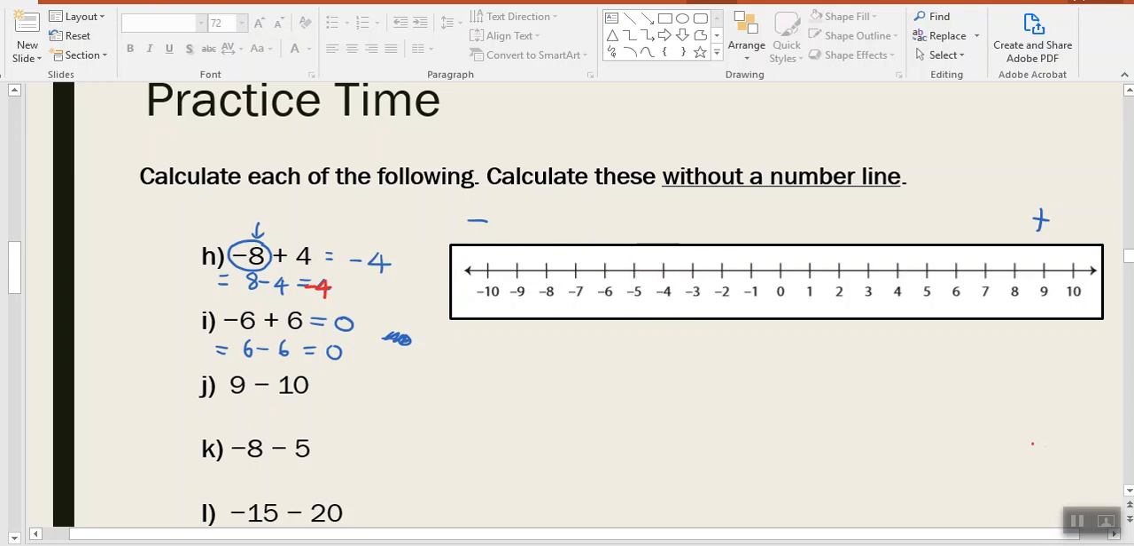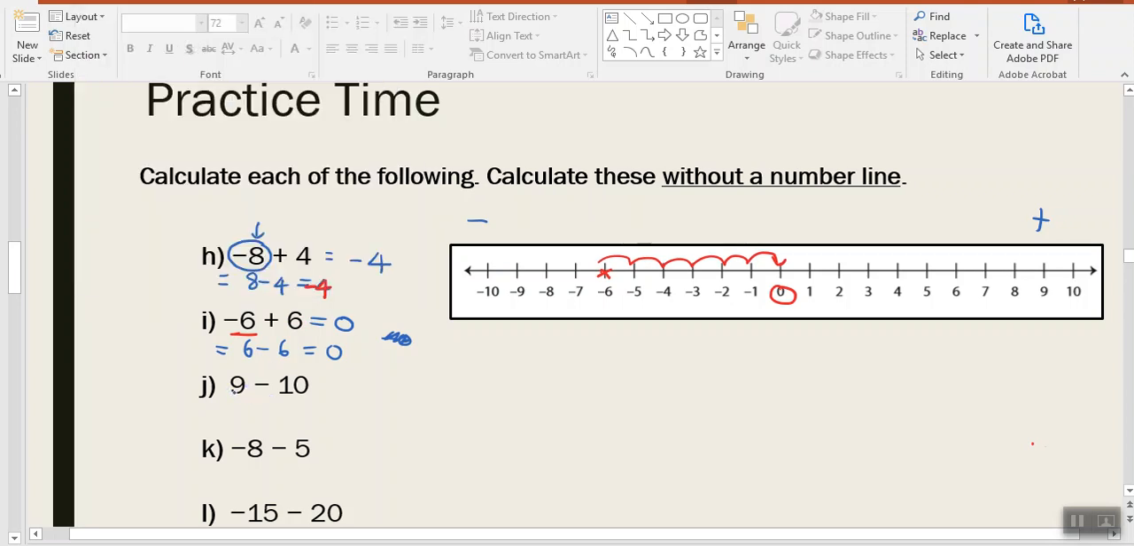And once again, if you wanted to use a number line, just to verify, I started at negative 6. So there I am, and I want to add 6. So 1, 2, 3, 4, 5, 6. So I end up at 0. And these are what we call opposite integers, and we'll be looking at this more later on in our topic.